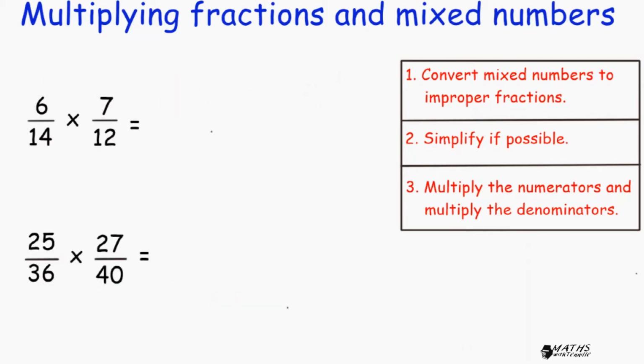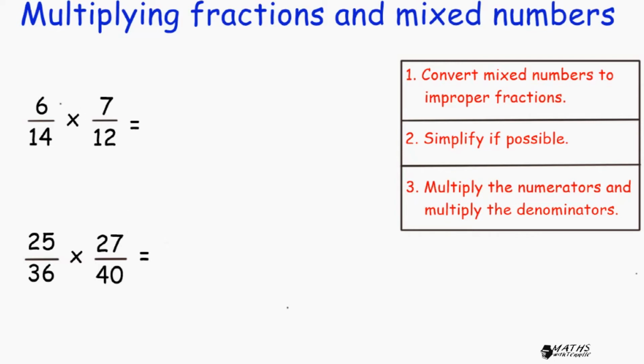Now we're going to look at 2 more questions. I'm going to show you that it's easier to simplify if possible before actually doing the calculations of multiplying the numerators and the denominators. Let's look at this second question, for example. Working out 25 times 27 is going to give us a very big number. So simplifying before makes it a lot easier. So we'll go back to the first question.